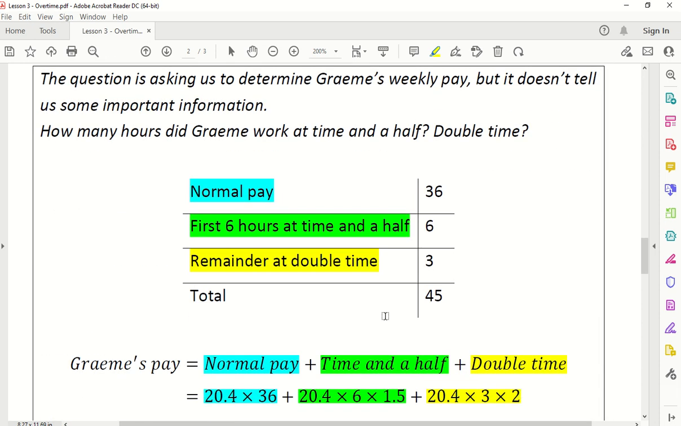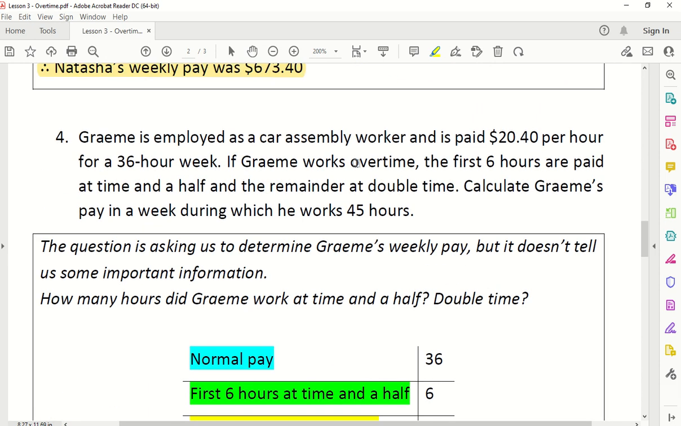All right. Yes, this is the last example. So Graham is employed as a car assembly worker and is paid $20.40 per hour for a 36-hour week. Okay? Easy so far. If Graham works overtime, the first 6 hours are paid at time and a half, and the remainder at double time.